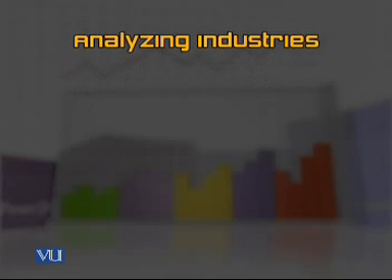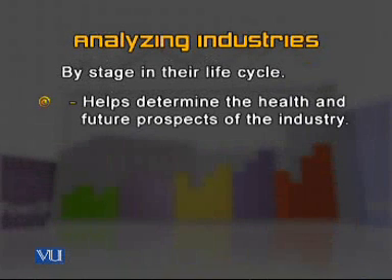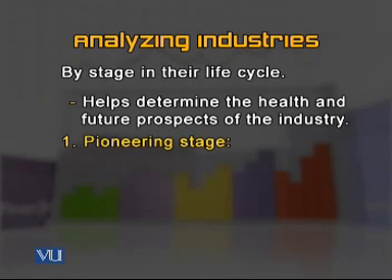Now, while we are talking about analyzing industries, we must understand that we have to analyze them by a certain methodology. So we can do that by stages in their life cycle. All industries have life cycles, and all life cycles have stages. So we try to identify industries by looking at their stages, and this helps determine the health and future prospects of the industry. One of the stages that we must look at is the beginning or the pioneering stage. That's where the action starts in the beginning.